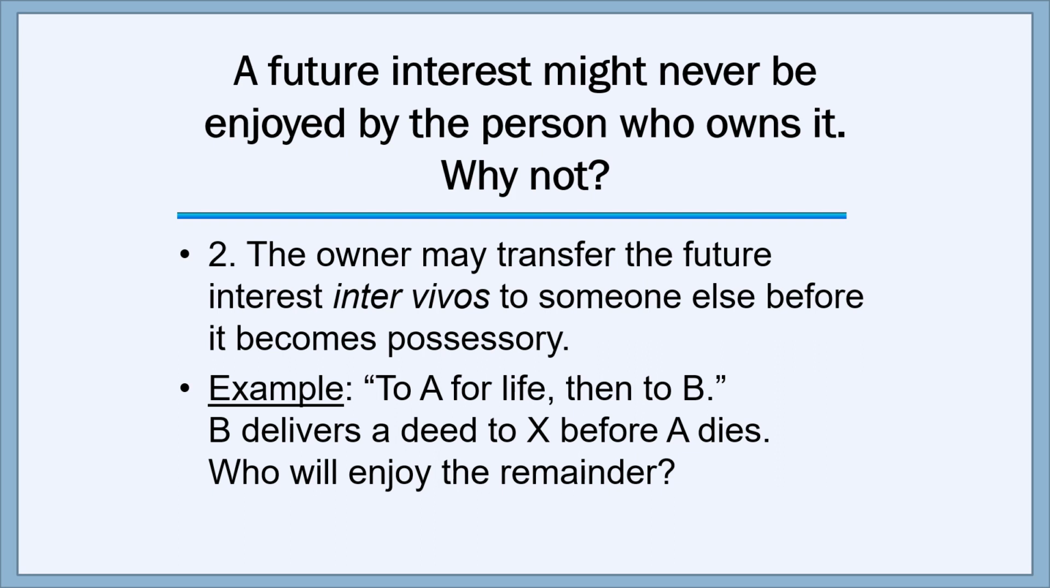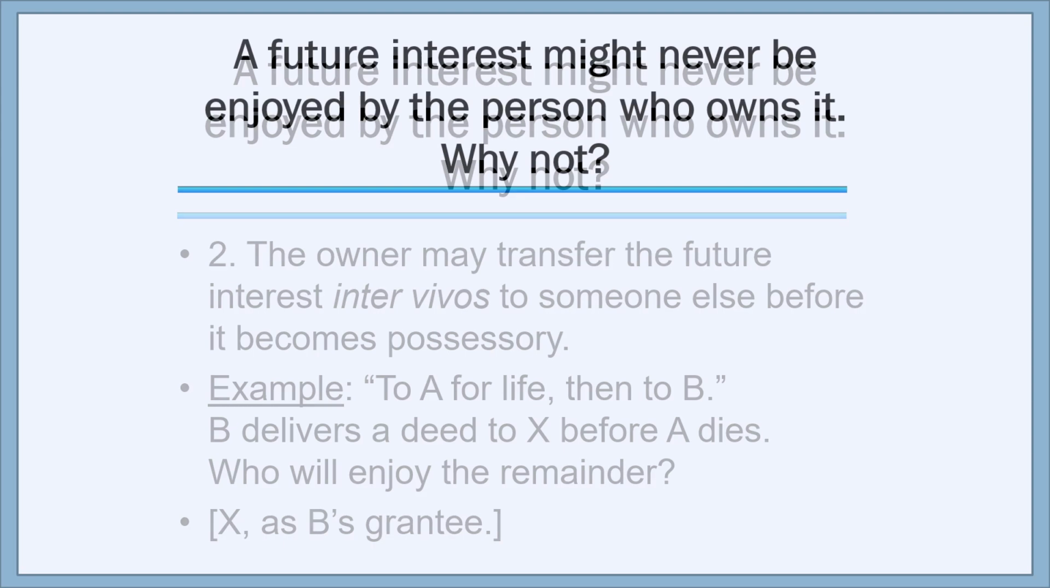Is it possible to transfer a future interest even though it isn't possessory yet? Well, the great majority rule in the United States is yes, it's perfectly possible to do that. So who will enjoy the remainder? Obviously, X has received the remainder by virtue of that deed. X is B's grantee, and X is the person who will actually get possession of the land when A dies.